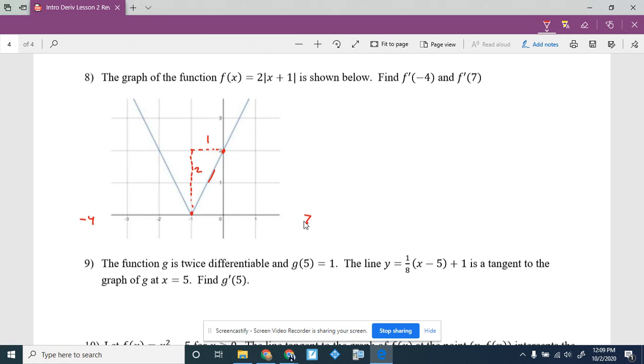So no matter where I draw in a tangent line, I can draw it anywhere. The slope of that tangent line, when I'm greater than negative 1, so anywhere over here, it's going to be up 2 over 1. So that would mean that f prime of 7 is just going to be 2.